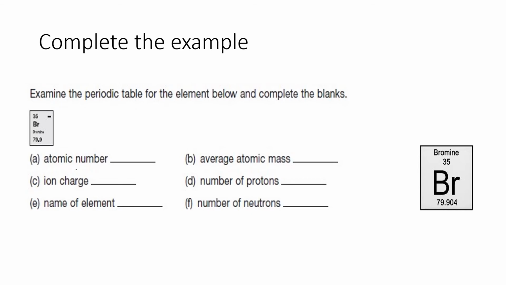Okay, so a few examples for you to try. What is the atomic number on this? What is the ion charge on this? What is the name of the element? What's the average atomic mass? What's the number of protons? And what's the number of neutrons?